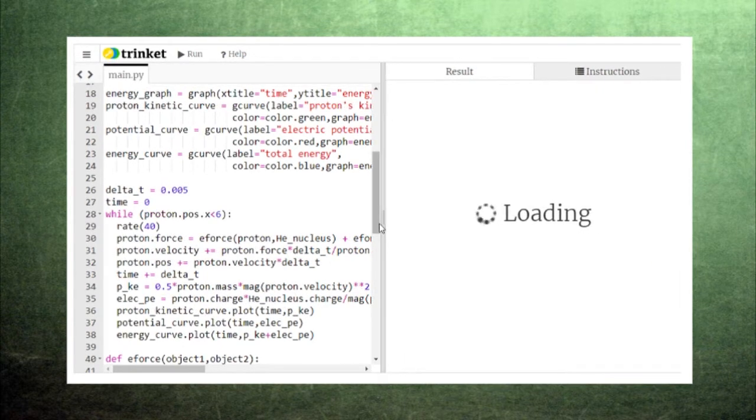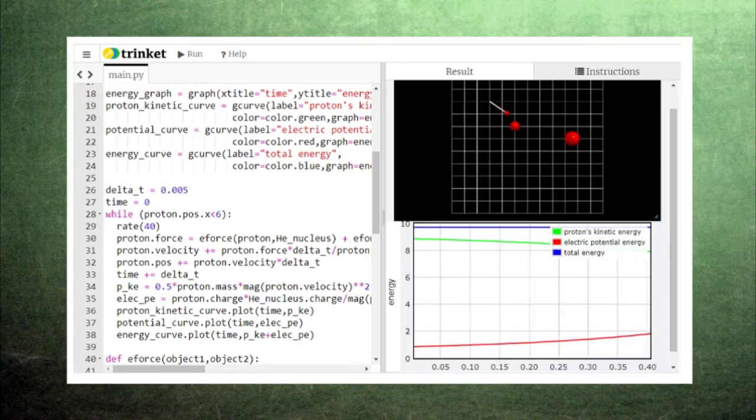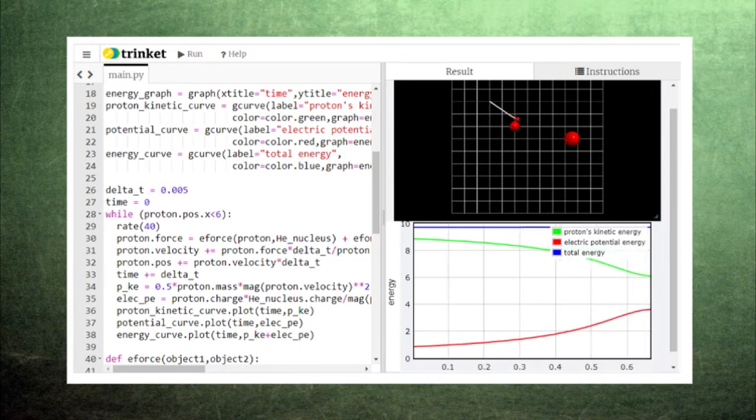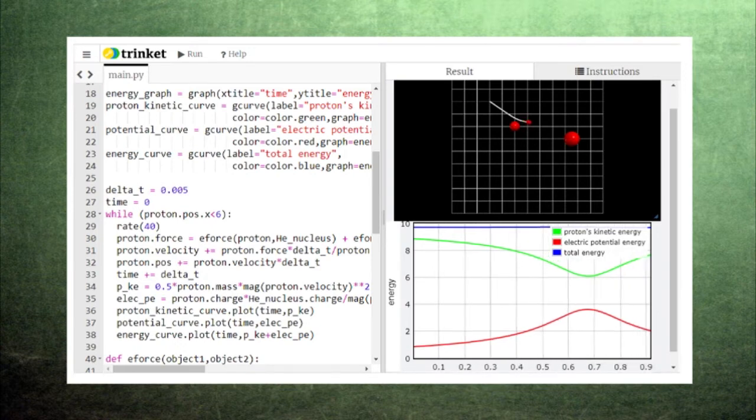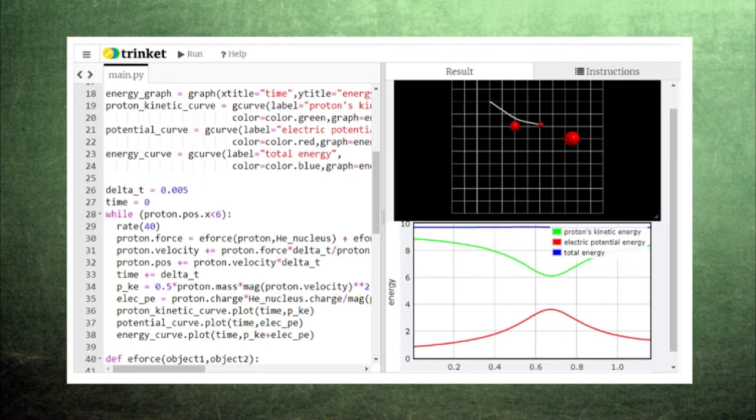Now let's use these same graphs in our animation of the proton being repelled from the helium nucleus and the lithium ion. This time, the potential energy increases when the proton moves closer to the helium nucleus, which reduces its kinetic energy. In order to lower its potential energy, the proton must move away from the helium nucleus, and therefore its path deflects from its original direction.